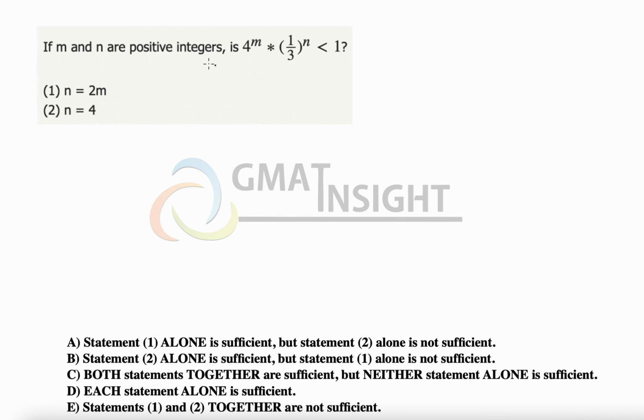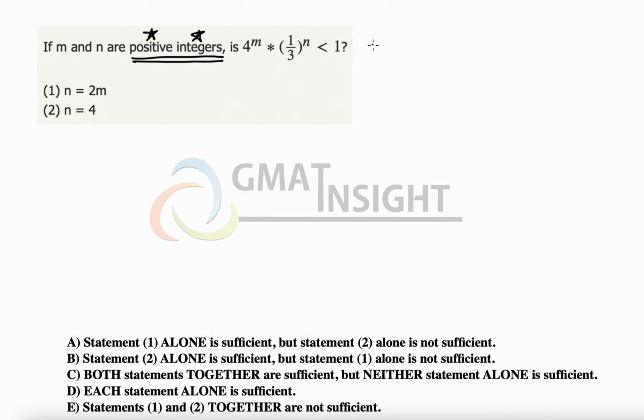Here we have a data sufficiency question which says if m and n are positive integers, so there are two pieces of information that we need to absorb. They are positive and they are both integers. Now the question is: is 4 to the power m multiplied by 1 upon 3 to the power n less than 1? In such questions, the very first step is to simplify the question so that we can understand how the given information in the statement can be put in use.